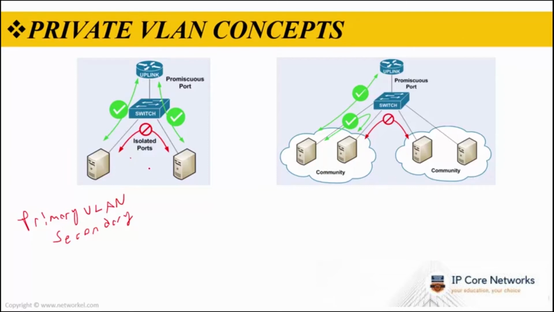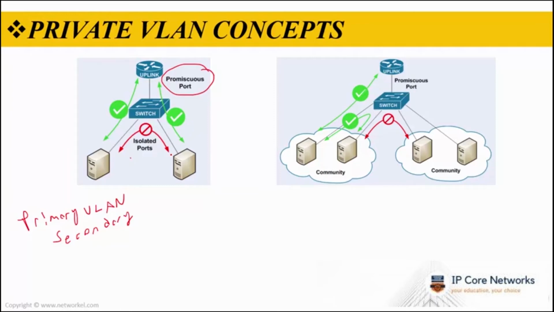Any switch ports associated with a community VLAN can communicate with each other and with the primary VLAN, but not with any other secondary VLAN. There can be multiple distinct community VLANs within one private VLAN domain, and there are mainly two types of ports in a private VLAN. The first type is the promiscuous port.